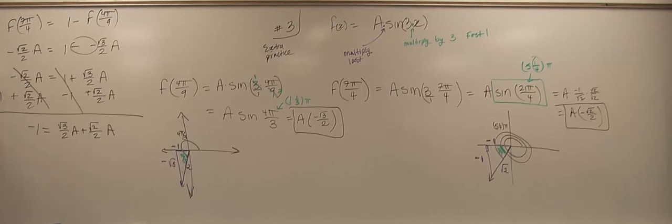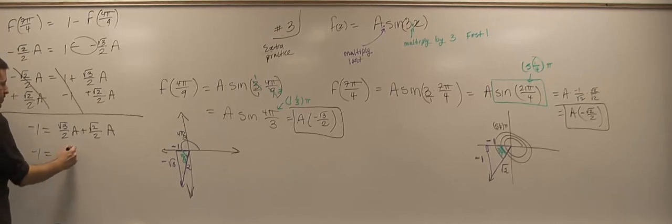Then what? You can add them because they're like terms. This is like 5x plus 4x gives you 9x, right? You just add the things in front. So if you have root 3 over 2a plus root 2 over 2a, this will be root 3 plus root 2 over 2a.